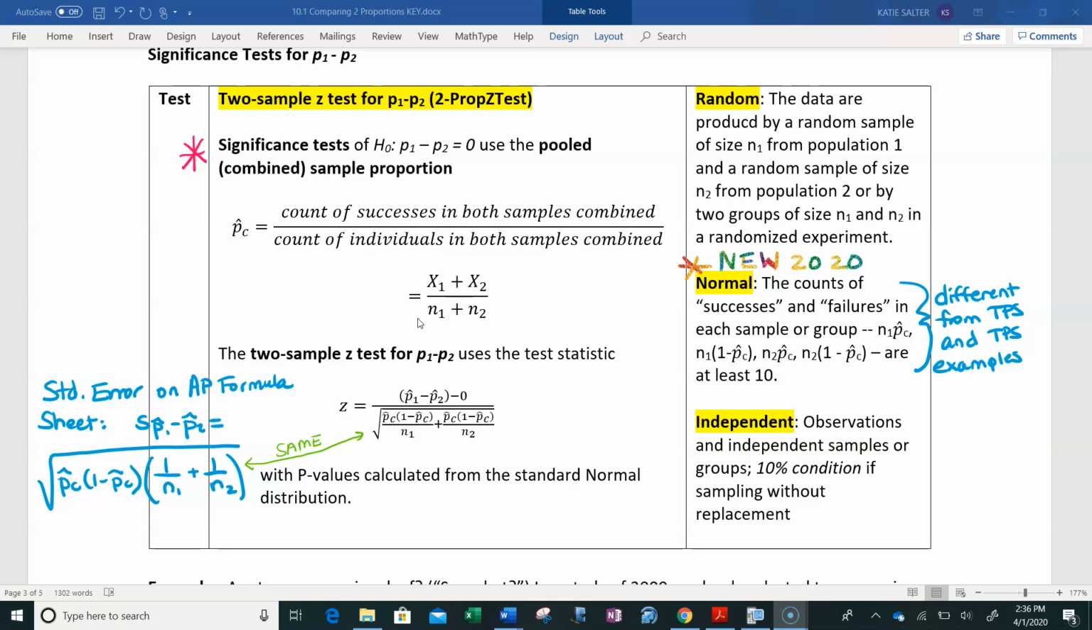Now this part is the new part, and this is really important because this is not in your book. Your book does this differently. The new part is when you do the large counts condition, your book says that you're going to do N1 times p hat 1 like you did for the confidence intervals. That is no longer the case. Now, when you're doing a significance test, you're going to use the pooled or combined sample proportion for your large counts condition. So make sure that you've got that noted on your paper, and we fixed this yesterday in our video.